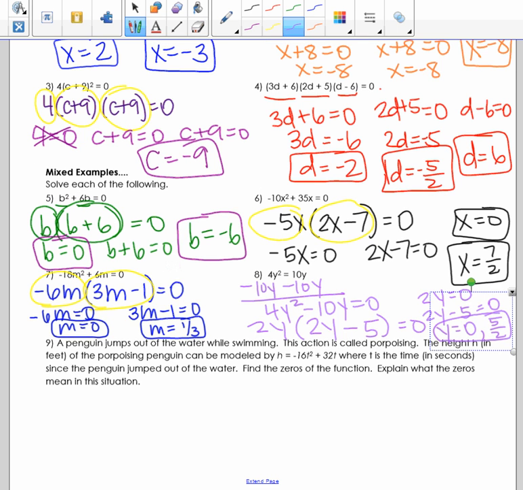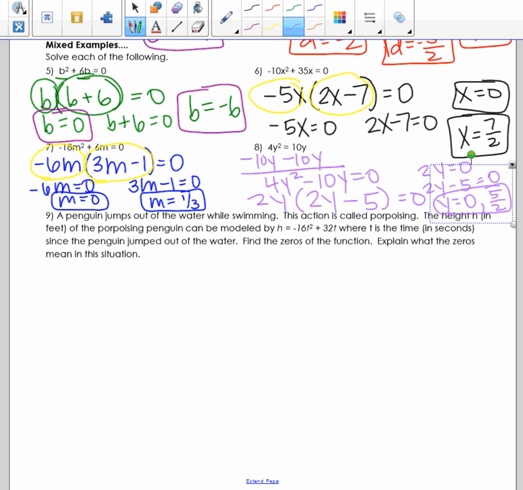Okay. All right, your favorite, a word problem. Number 9, a penguin jumps out of the water while swimming. This action is called porpoising. Not really important for the problem, but that's cool. The height in feet of the penguin can be modeled by that equation where t is the time in seconds since the penguin jumped out of the water. Find the zeros of the function and explain what the zeros mean. So remember, zeros are x-intercepts. So if we have that, that means our y, in this case our h, is 0.